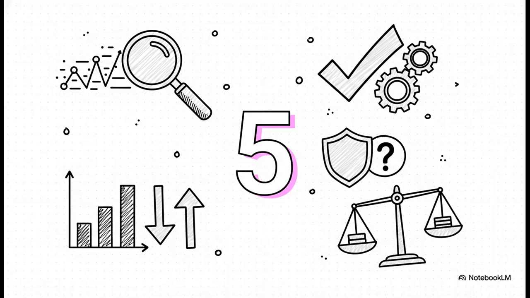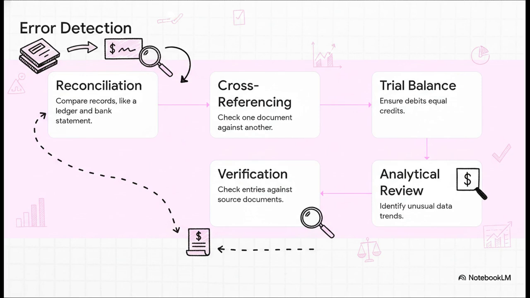To counter these potential issues, the Learning Guide outlines 5 specific techniques for the systematic detection of errors. These 5 steps, from reconciliation to verification, form a robust, systematic process. For example, reconciliation involves comparing internal ledgers against external bank statements to find discrepancies. Verification, on the other hand, means tracing a number all the way back to its original source document.